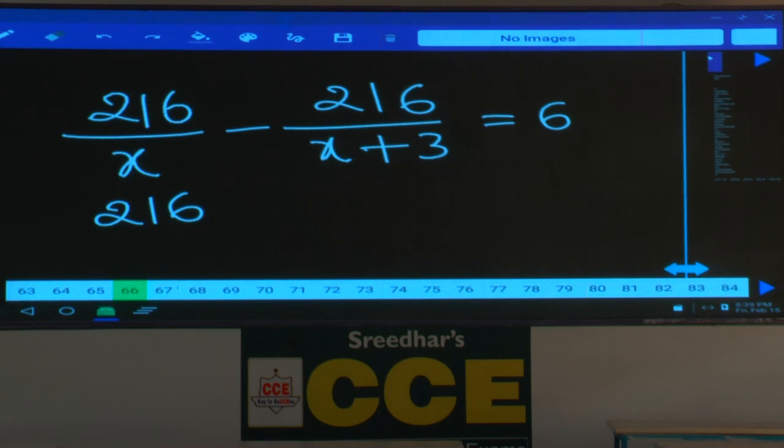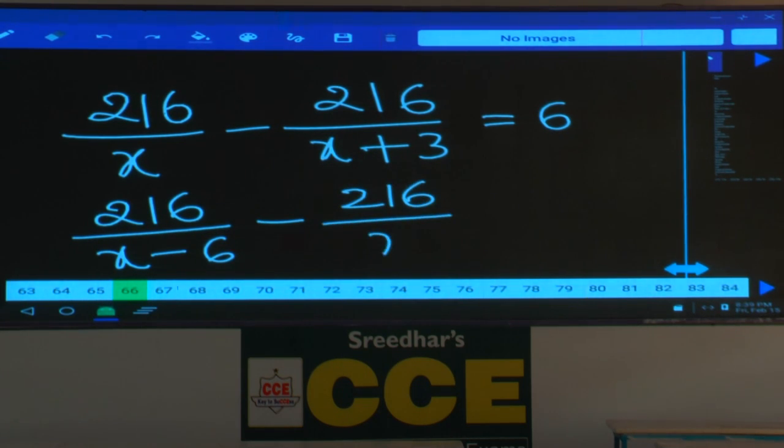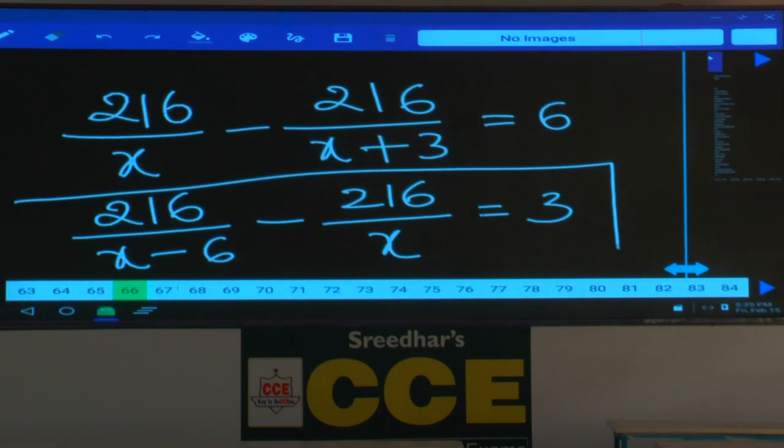Now, look at this. If I am using this particular step, 216 by X minus 6 minus 216 by X is equal to 3. When are you supposed to use this particular step? When you are asked to calculate the price. X is your price in the initial case. 216 by X will give you the number of capsules that you will get in the first case. If you reduce your price by 6 rupees, you will get 216 by X minus 6 capsules, where the difference in the number of capsules is 3.